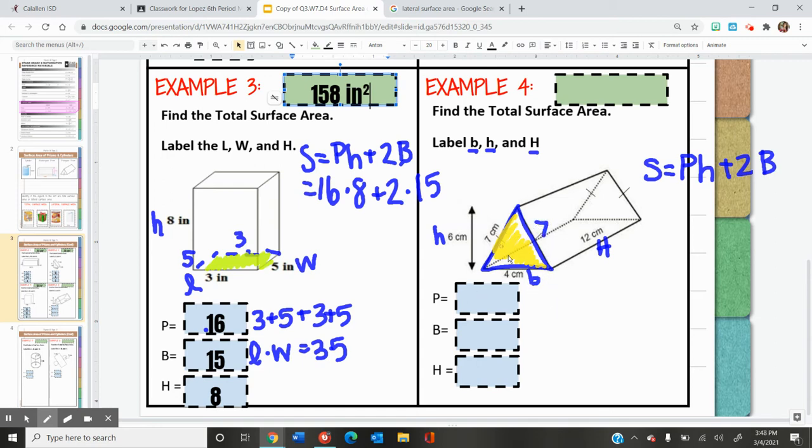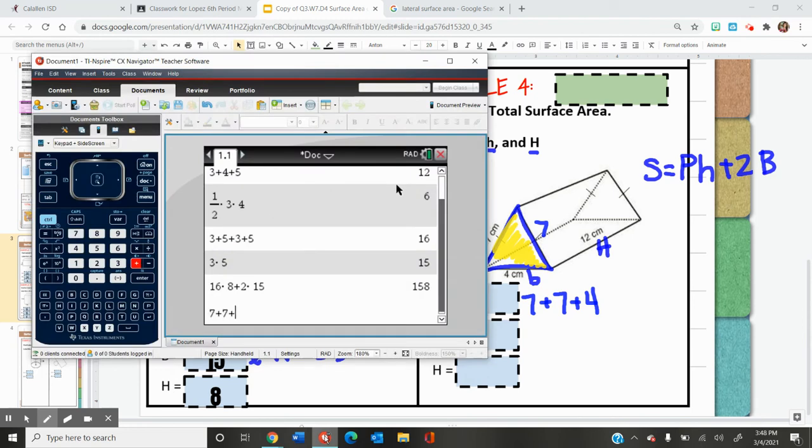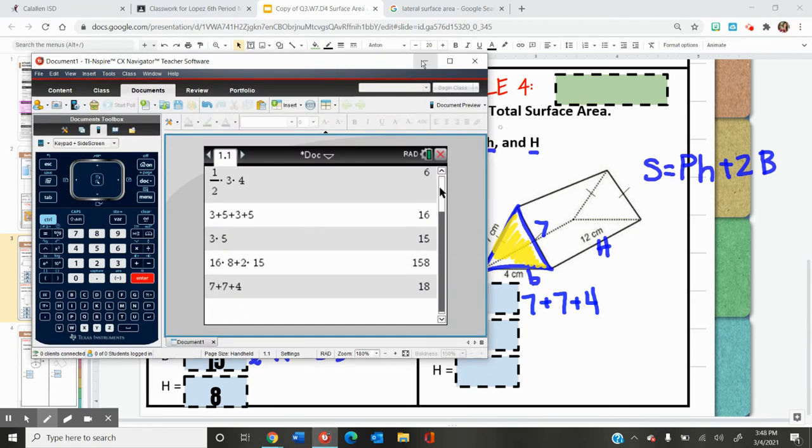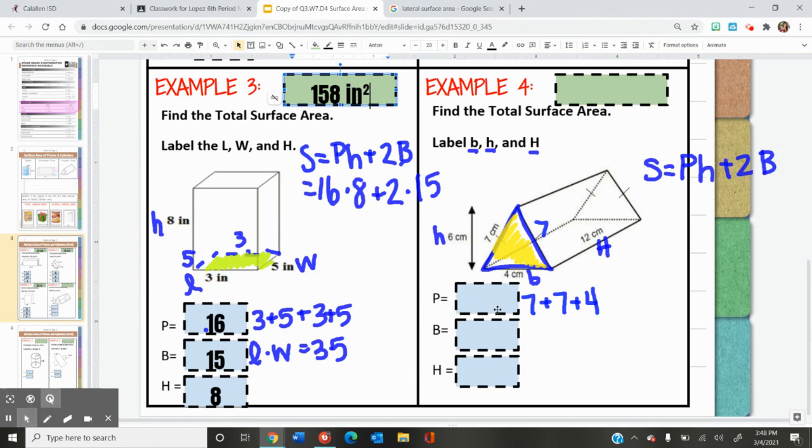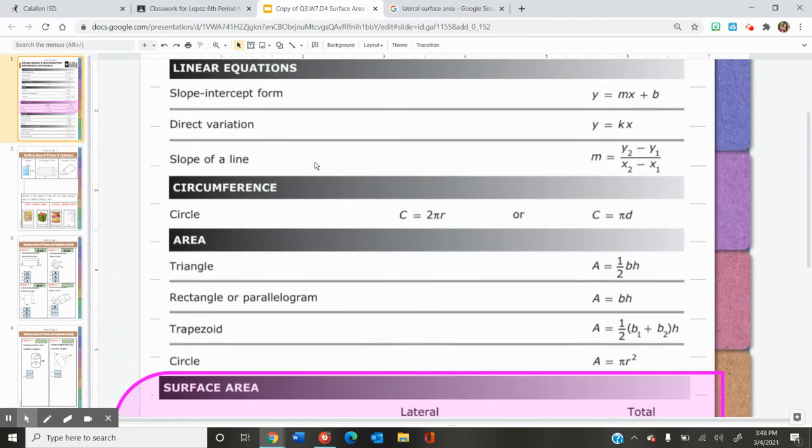So the perimeter of my triangle is going to be 7 plus 7 plus 4, which is 18. So my perimeter is 18. Now I need to find the area of my base. Remember that capital B stands for area of your base. Now, since my base shape is a triangle, I need to go to my formula chart to find the formula for area of a triangle. Going up, it tells me the area of a triangle is area equals 1/2 little b times h. So that's 1/2 base times height.